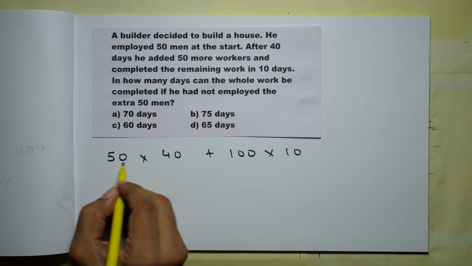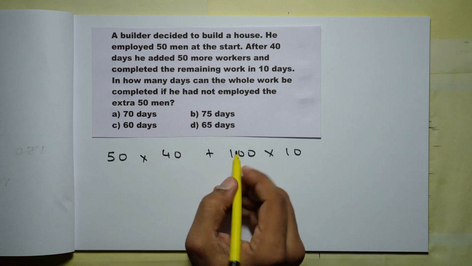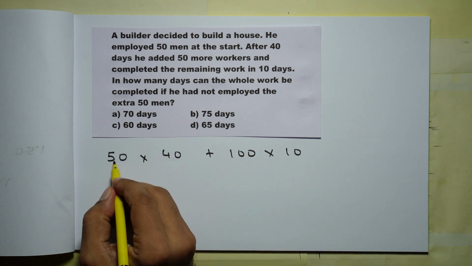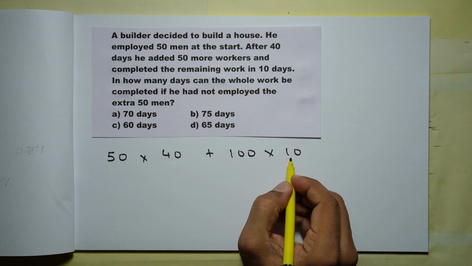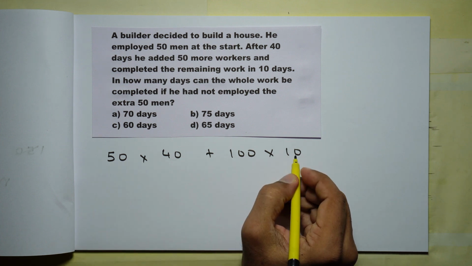So originally 50 men worked for 40 days. Then an extra 50 were added. So 50 plus 50, 100 men, they work for another 10 more days. So this is the whole work.